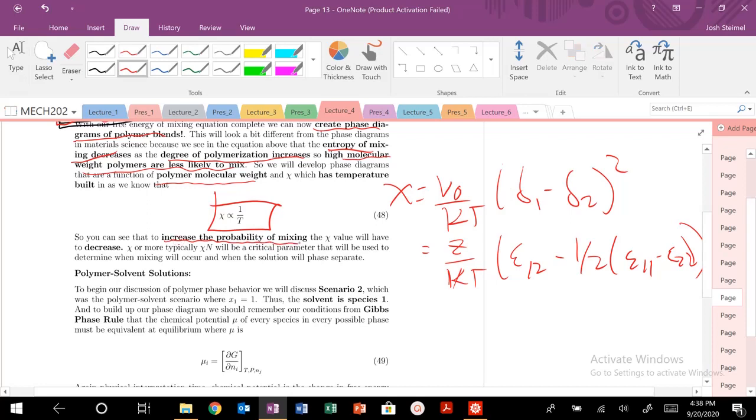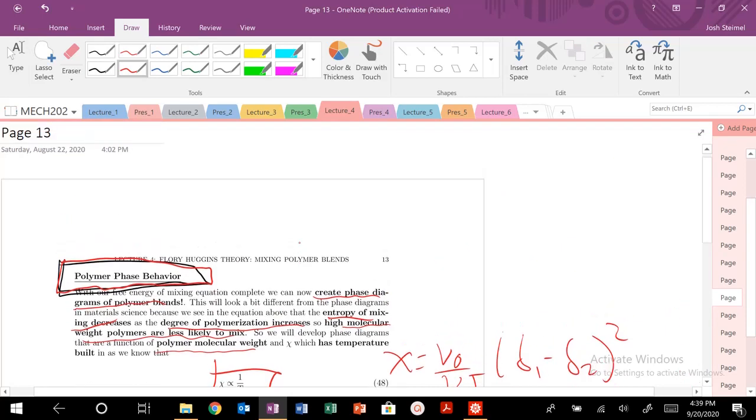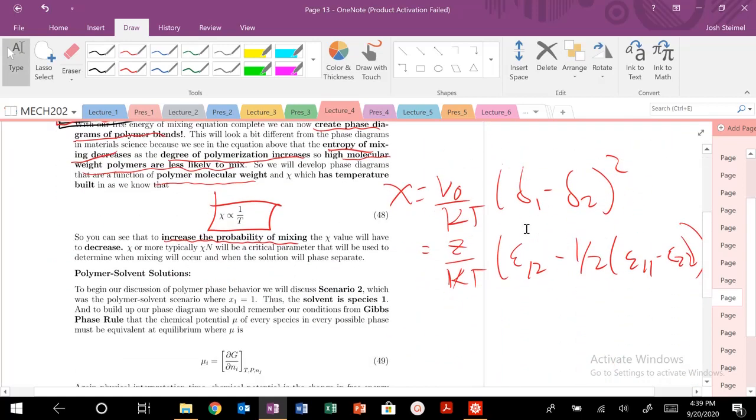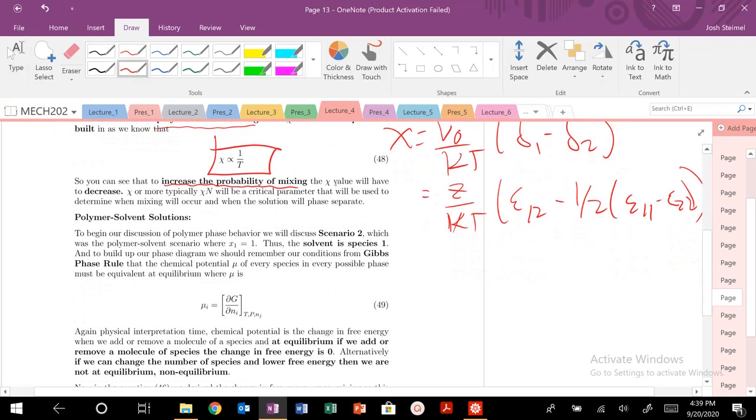And why should it want to mix at high temperatures? Because going back to this expression, even if my number of microstates is low, at high temperatures this entropy term is going to dominate. We know that entropy term always wants to push towards mixing. So we want the chi value to decrease, and usually we will write this in terms of chi N, but we'll talk about that more when we talk about microphase separation.